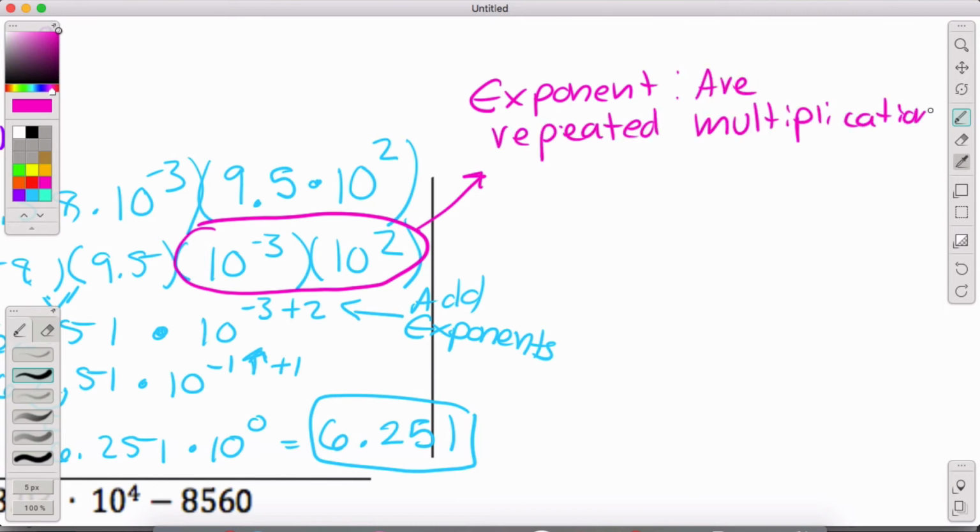And if you asked anybody in my class, I'd be like, exponents are repeated what, class? And everybody would say multiplication. I think I annoyed them saying that, but oh well.